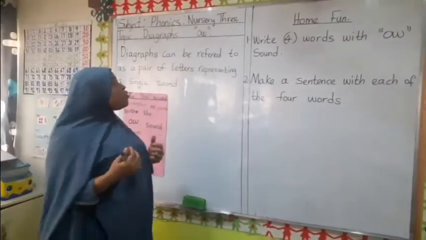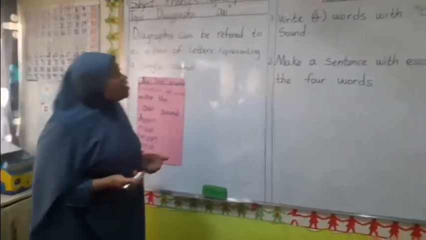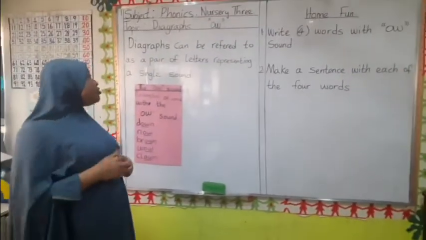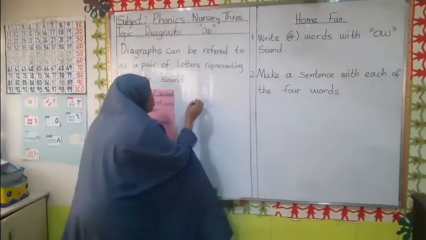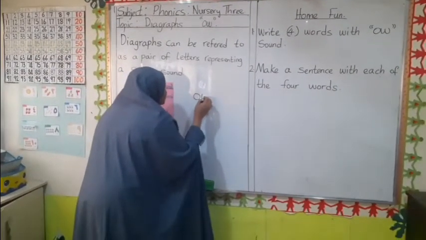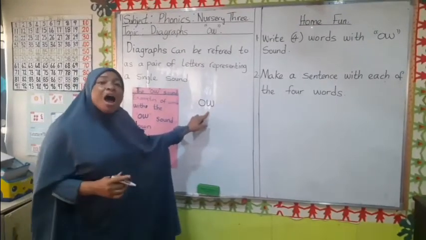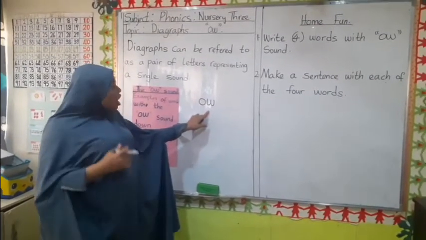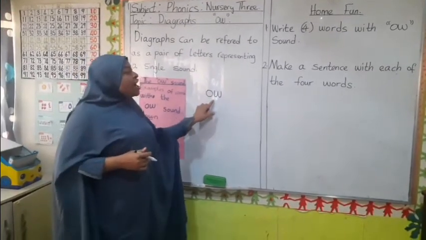Mashallah. I hope we can do this even without mommy or daddy assisting us. I know you're good children, you can do this. Don't forget, when you see O and letter W together in a word, you pronounce it as ow, ow, ow. And it is a digraph.